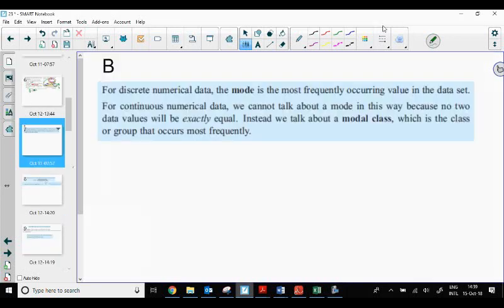That brings us to section B, which is about measuring the center of data. There's a few ways to do that. One thing you can try to do is measure the mode. Hopefully you've heard of the mode before. It's the most frequently occurring value in the data set. I have nothing else to add here.